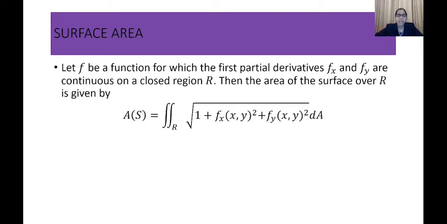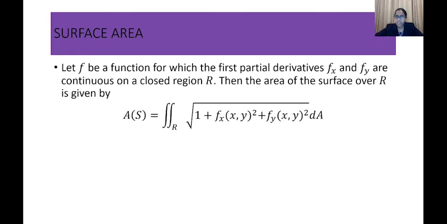So that is, if f be a function for which the first partial derivatives fx and fy are continuous on a closed region R. So just remember, the partial derivatives must exist and they must be continuous on the region which is considered on the xy plane. Then the area of the surface over R is given by, here also there is an S coming in, so the notation is A of S, which is equal to double integral over R root of 1 plus fx of x comma y whole square plus fy of x comma y whole square into dA.